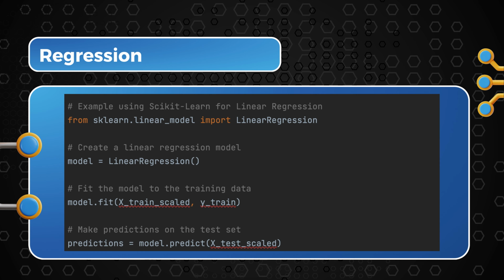Here is an example of linear regression using Scikit-Learn. In this code, we import the linear regression class from Scikit-Learn. Then, a linear regression model is created using the linear regression class. Next, the model is trained on the scaled training data using the fit function. Finally, predictions are made on the scaled test set using the predict function.